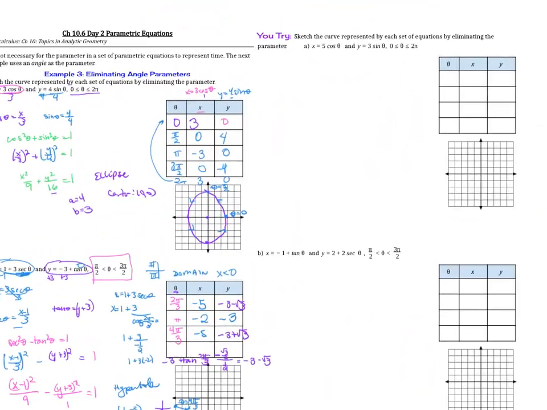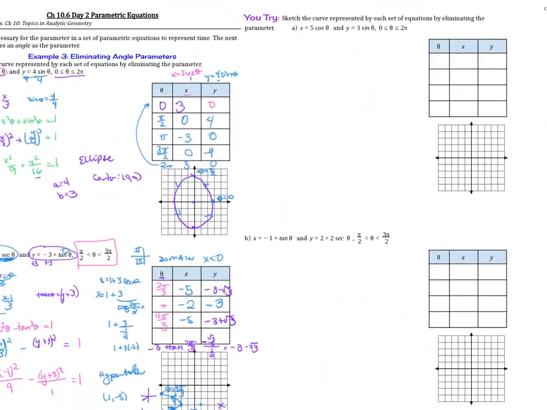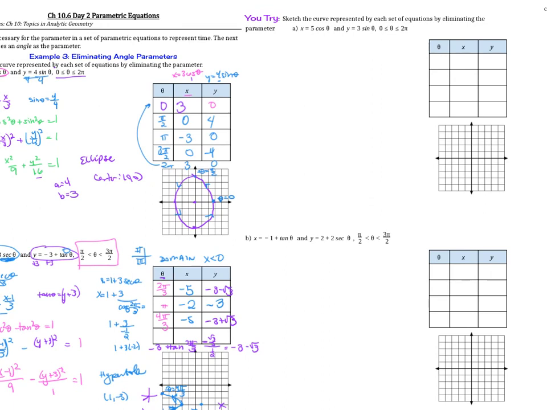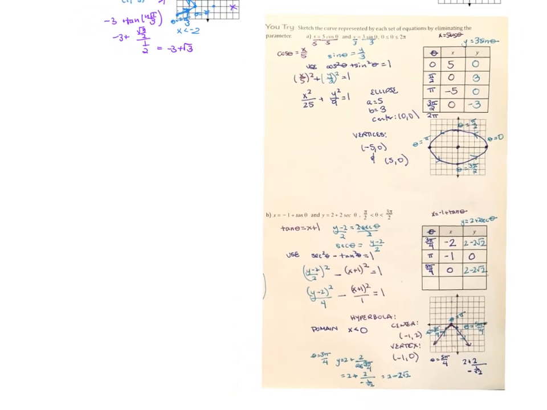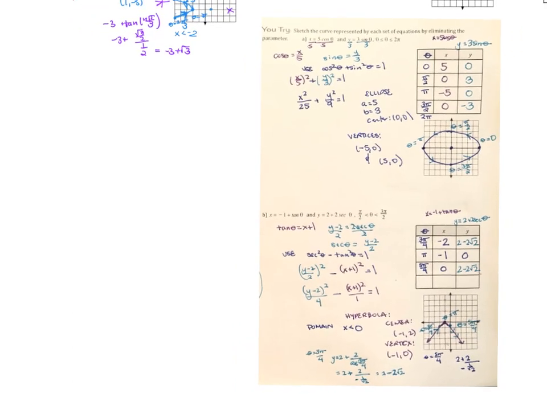So go ahead and try this example here. Sketch both curves represented by the set of equations by eliminating the parameter. So try these out. The first one would be an ellipse with a horizontal major axis, and the other one is still a hyperbola, but this one opens down. Then just note the values that I plugged in, as well as what direction the curves are moving.